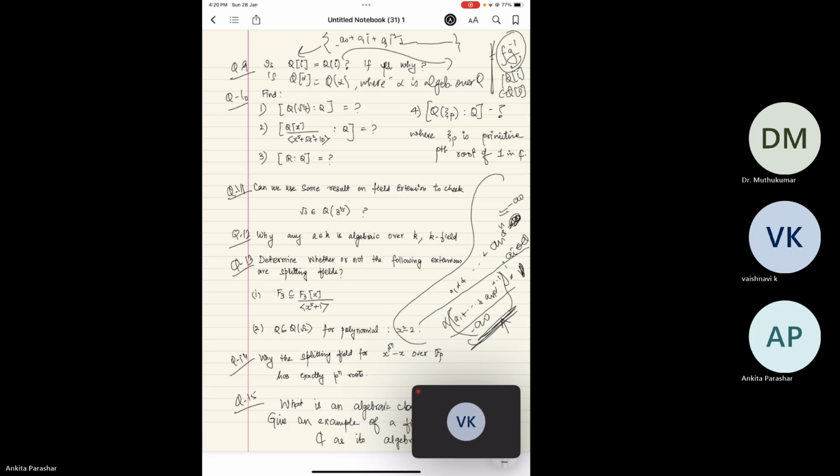What is the degree of the field extension Q(root 7) over Q? Seven? Degree 7? Can you please check once again? It's degree 2, right? So why is the degree 2? Because root 7 is algebraic of degree 2 over Q. The polynomial it satisfies is x squared minus 7.